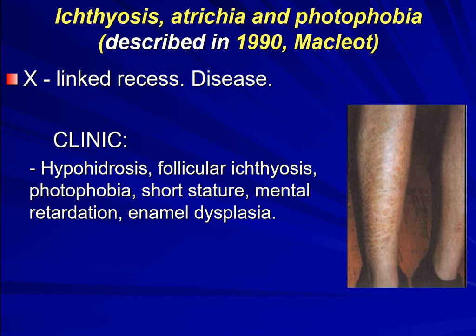Ichthyosis, atresia, and photophobia, described in 1990 by MacLeod. X-linked recessive disease. Clinic: hypohidrosis, follicular ichthyosis, photophobia, short stature, mental retardation, enamel dysplasia.